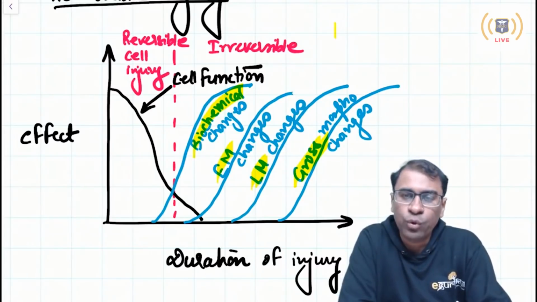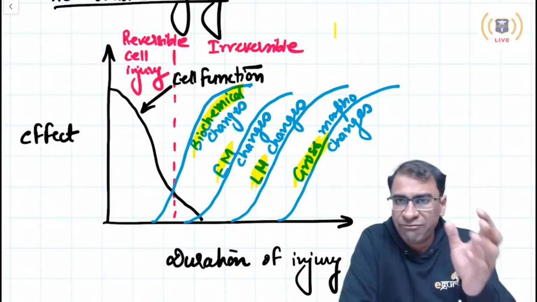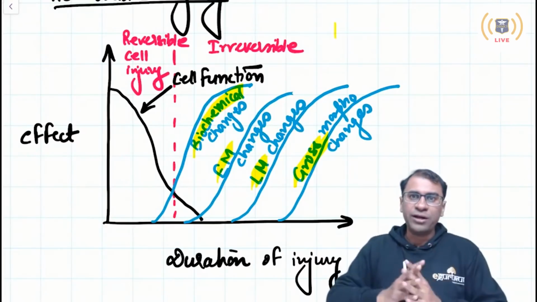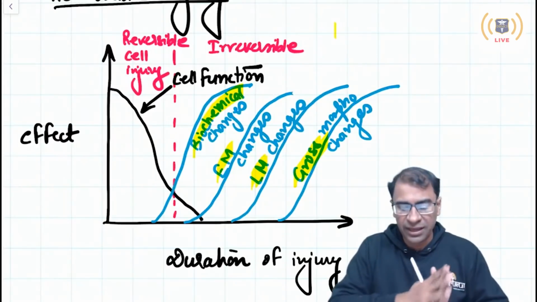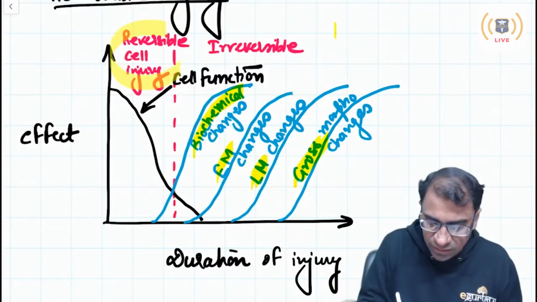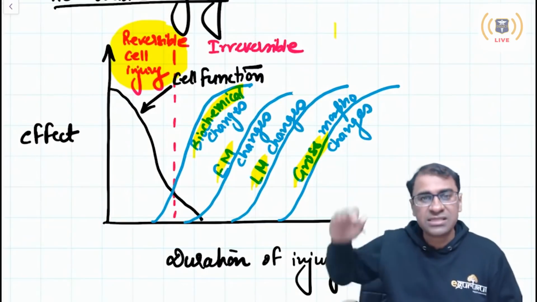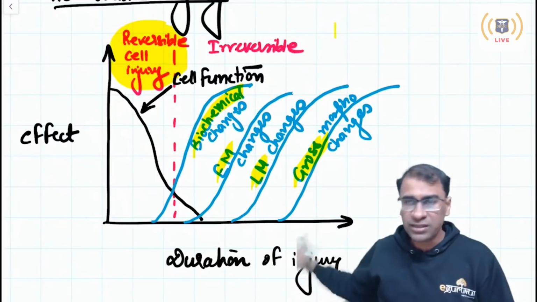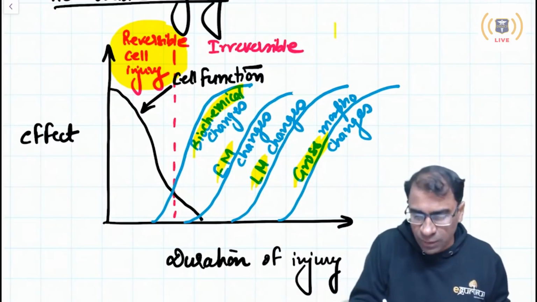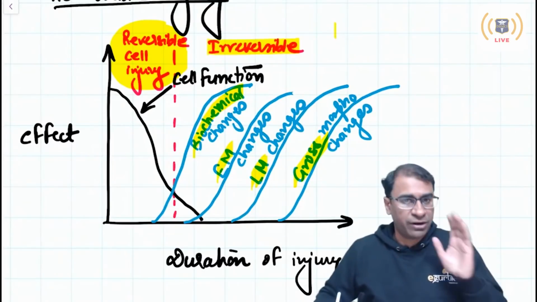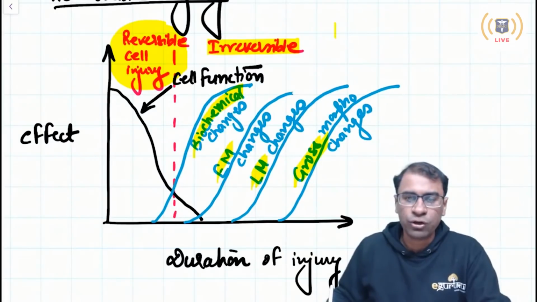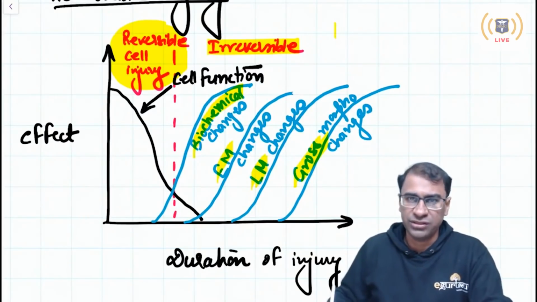Now what we'll do, we'll try to understand the effect of a reversible injury on a cell. Reversible injury is initially occurring, and by this time the cell function has not gone to zero. It is reducing, it's not gone to zero. Later on, after discussing reversible injury, we'll move to irreversible injury. But first, we'll talk about reversible cell injury.